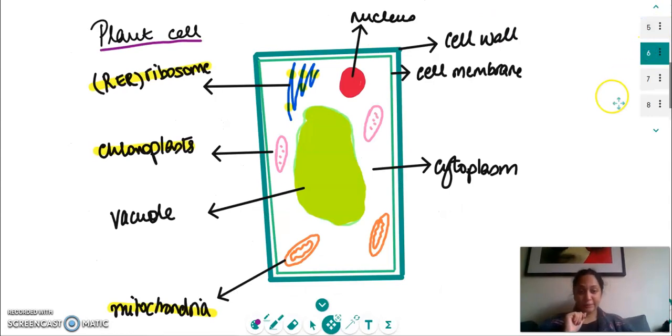Now let's look at a plant cell. Now a plant cell is also a eukaryotic cell. It's very similar to an animal cell, but there are some key differences. Okay, let's have a look.